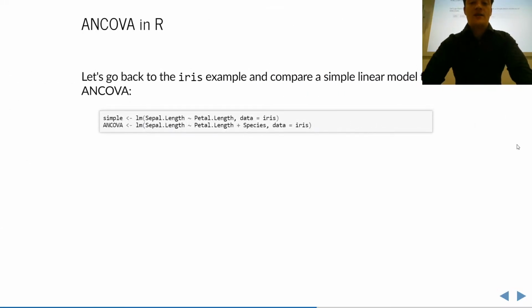Okay, let's go back to the iris example, and then we're going to compare the simple linear model to the Ancova model, so a multiple linear regression. So this is how you do the first one, sepal length as a function of petal length, and here's how you do the Ancova version, sepal length as a function of petal length and species.